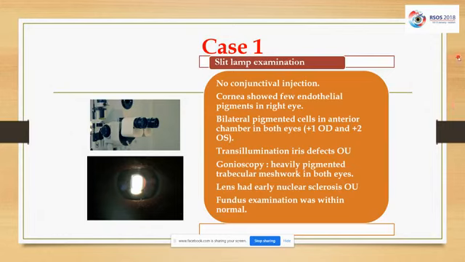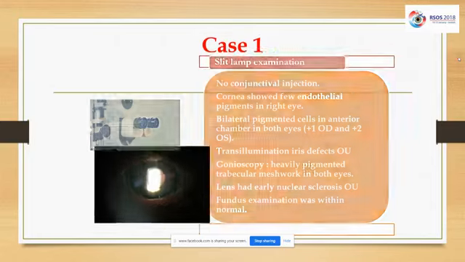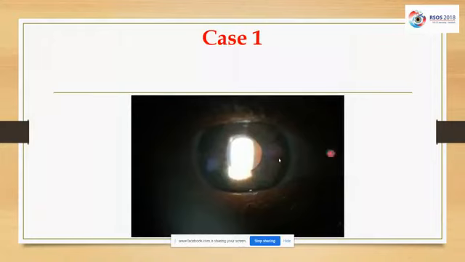Gonioscopy showed a heavily pigmented trabecular meshwork in both eyes, but the angle was open. The lens had early nuclear sclerosis in both eyes, and the fundus examination was within normal. So this is the clinical picture of the patient. It's similar in both eyes. You can find the transillumination iris defects, there is an endothelial pigment, and there are old pigmented cells from the old inflammation in the anterior chamber, +1 in the right eye and +2 in the left eye. Also there is nuclear sclerosis, the pressure is normal, and the fundus examination was normal.